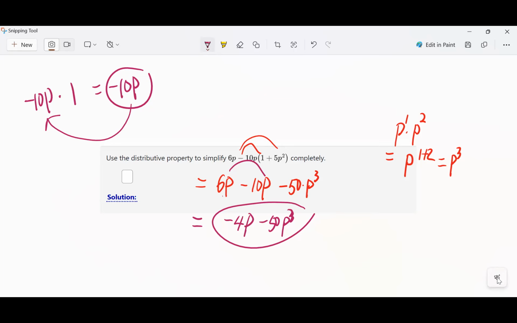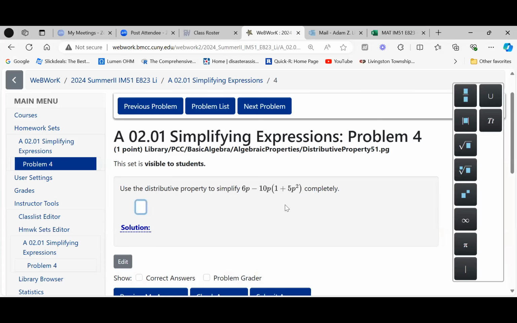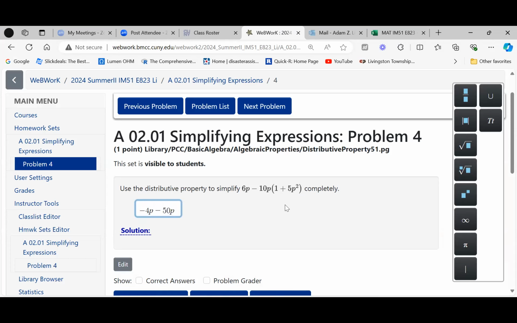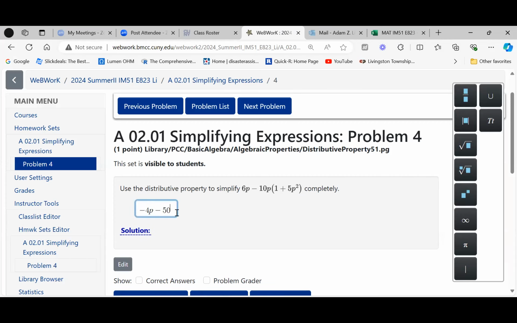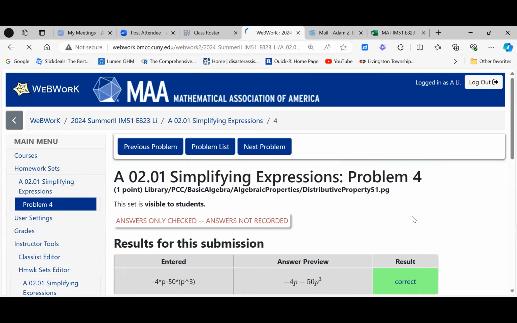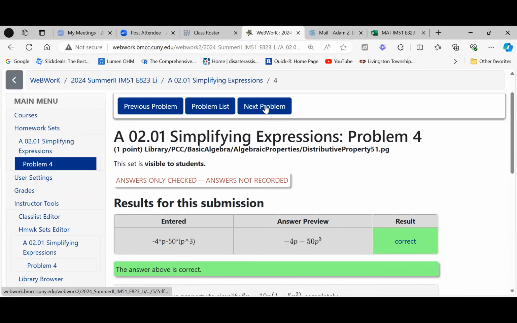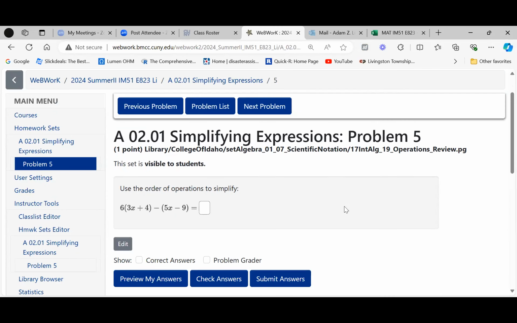Okay, so we get minus 4p minus 50p cubed. We combine like terms: minus 4p minus 50p to the third power. If you want to get an exponent, you can click on this one, type in p first, then click on exponent to get the exponent. Then you can check the answer. It's correct.